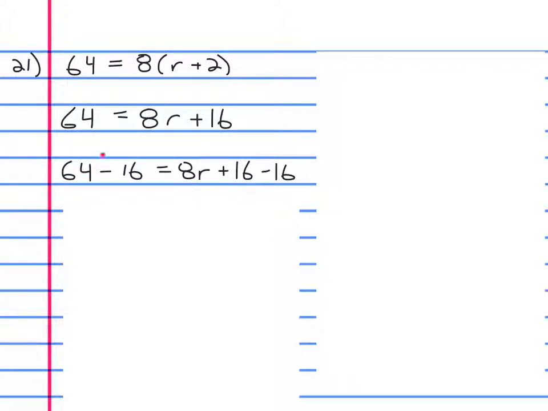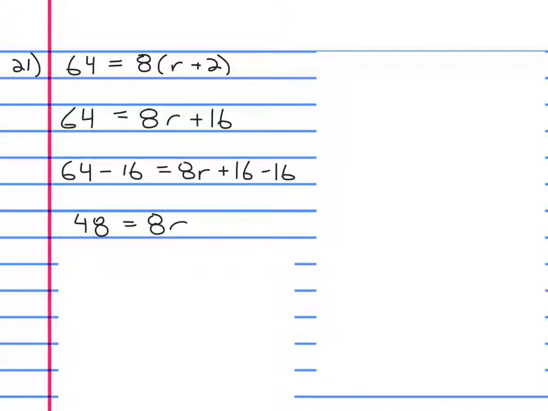We're simplifying this, and we're saying what's 64 minus 16? That's 48. And the whole point of doing minus 16 was to undo this plus 16. So those parts go away. They are inverse operations and cancel out, and there's nothing left except for the 8r over here. Okay. Now, what's happening to 8r? I'm sorry, what's happening to r? It's being multiplied by 8.